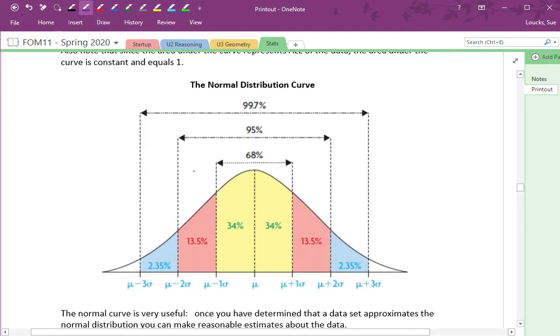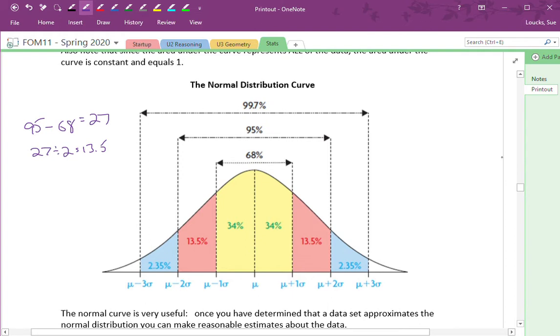And then the same thing, it bumps out from there. There's 95% between mu minus 2 sigma and mu plus 2 sigma, and about 99.7% within three standard deviations, plus and minus. Okay. And where this 13.5 comes from is we have the 95% minus the 68% that's in this middle chunk, which equals 27. And 27 divided by 2 gives us 13.5.